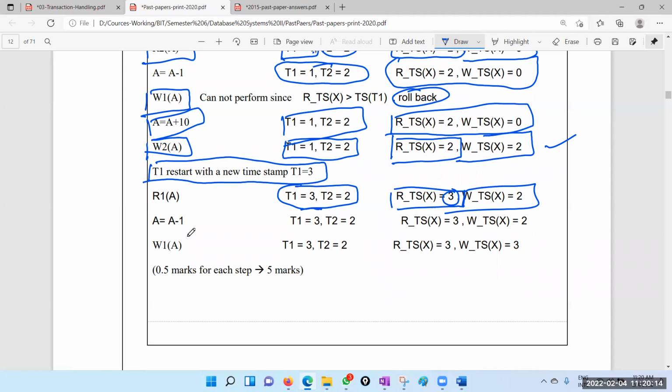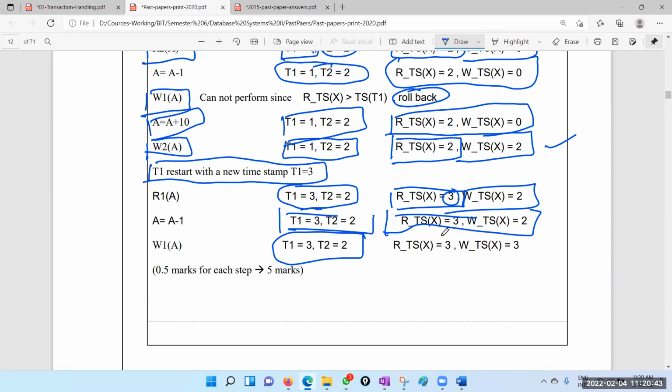Okay. Now this is an operation. Nothing is going to change. All values are still there. Now you have to write. Your timestamps are not changed. When you write, you have to check whether a younger transaction has read it. If a younger transaction has read it, you can't write it. Or if a younger transaction has written it, you can ignore it as well.